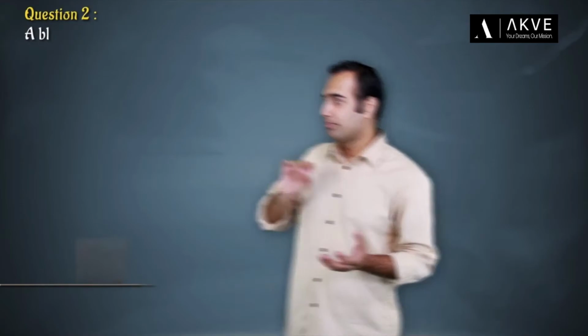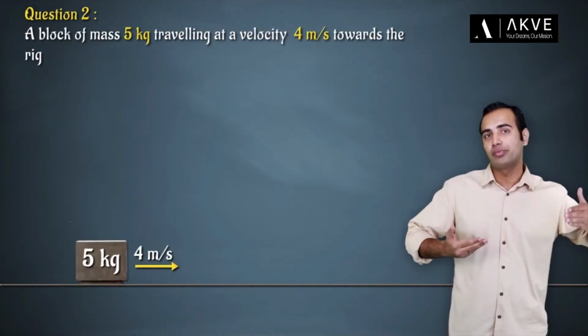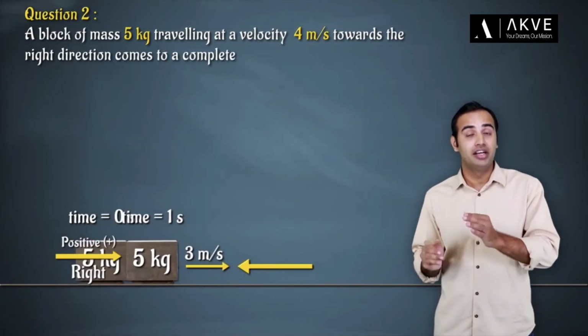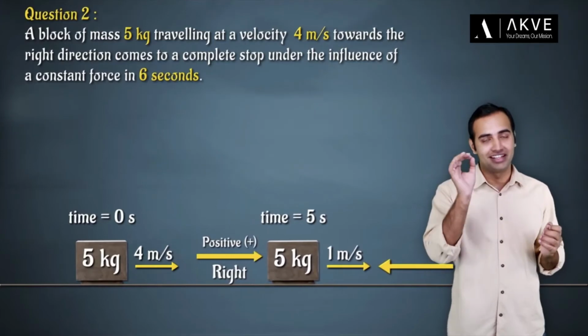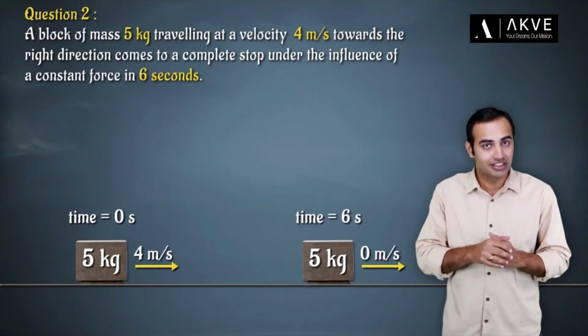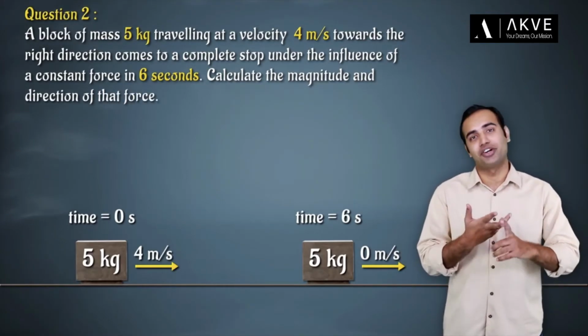Now let's take one more example before we end this video. So over here the problem says that a block of mass 5 kilograms traveling at a velocity 4 meters per second towards the right direction comes to a complete stop under the influence of a constant force in 6 seconds. Now given this information, you are supposed to calculate the magnitude and the direction of the force.